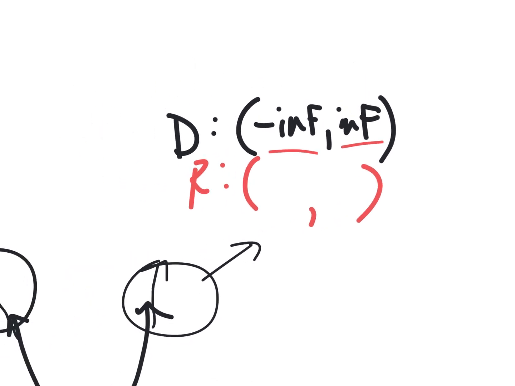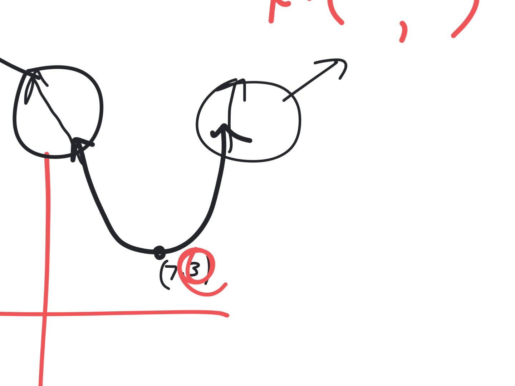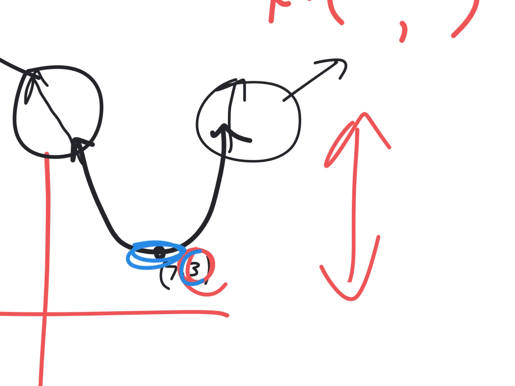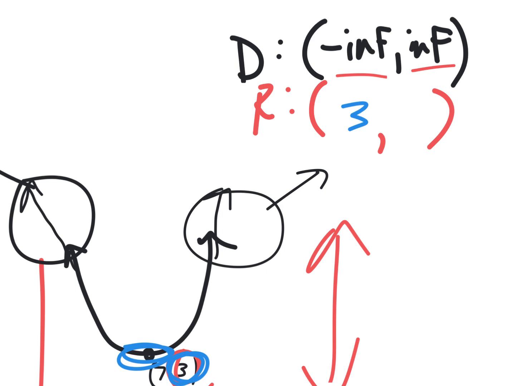So, what's my range? My range is my y values. So obviously this 3 is probably important. And then does this thing go forever in both directions? No. The lowest it ever goes is right here, which is 3. So it goes from 3 to, what's the highest it goes? Infinity.